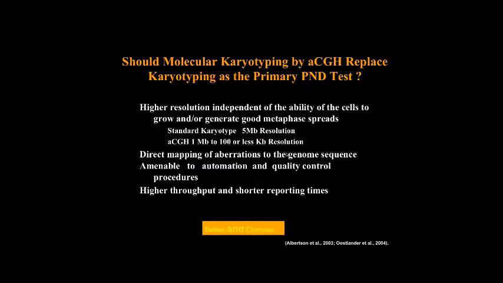So with this in mind, let's move the question one step further, and a number of people have asked whether or not molecular karyotyping using microarray should become the primary tool for anybody having a prenatal diagnostic test. It certainly has higher resolution. It identifies the area of deletion or duplication much better, and there are a number of reasons that this may make sense.